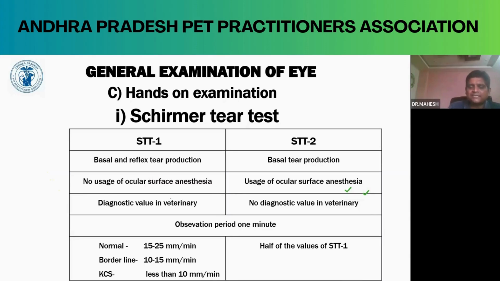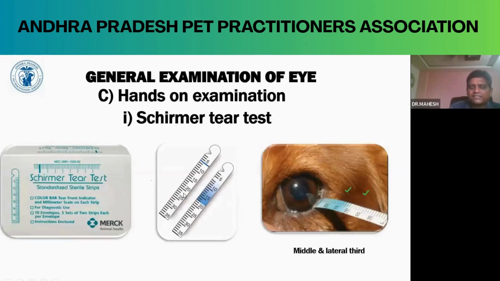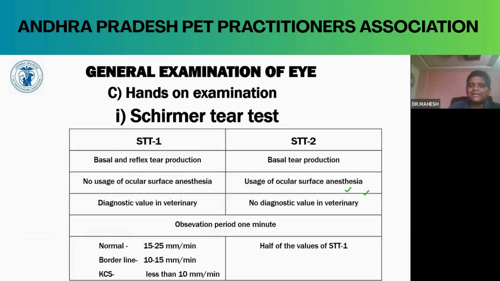Generally, after placing this strip, you have to wait for 1 minute. Then you observe how much distance the staining has occurred on the strip. Here, you can appreciate the staining up to 17. What are the normal conditions? We observe between 15 to 25 mm per minute as normal. If it is borderline, that means 10 to 15 mm per minute, it is about to become a case of dry eye. If it is less than 10 mm per minute, it is obviously keratoconjunctivitis sicca. For STT2, the normal values are half the values of STT1, but STT2 has diagnostic value in the case of humans.